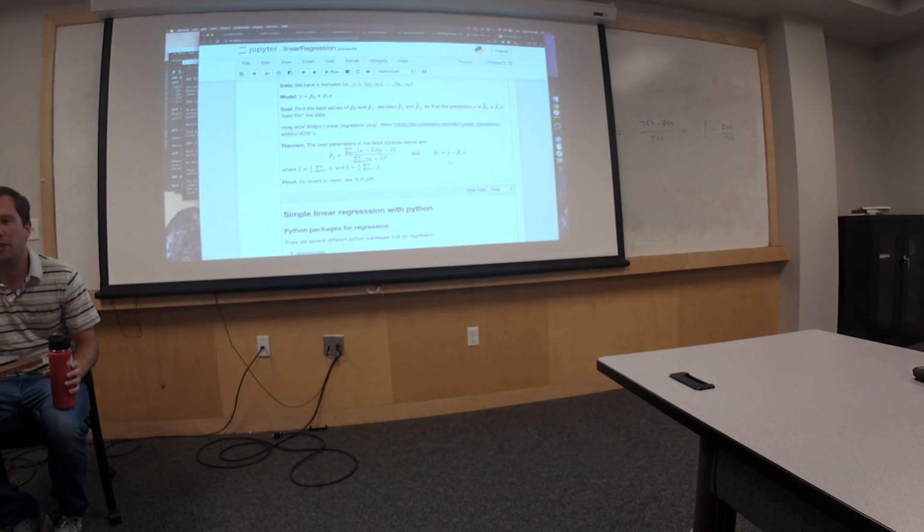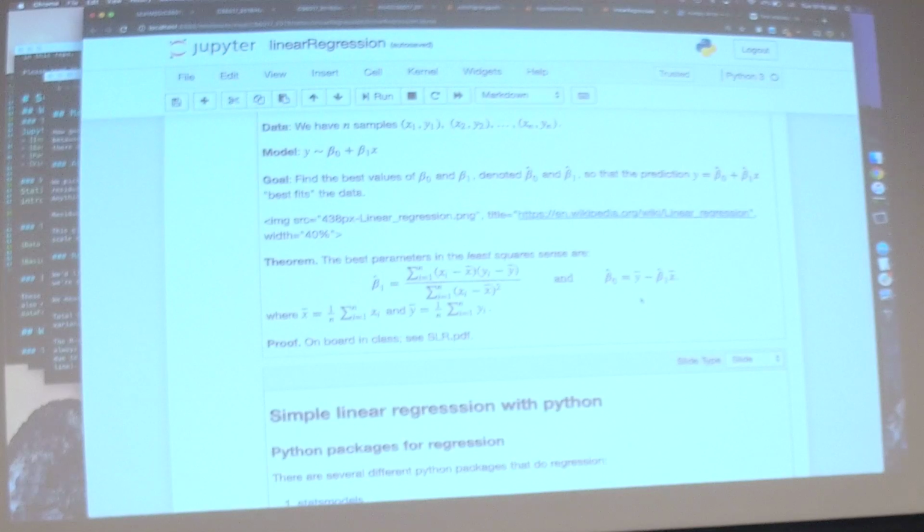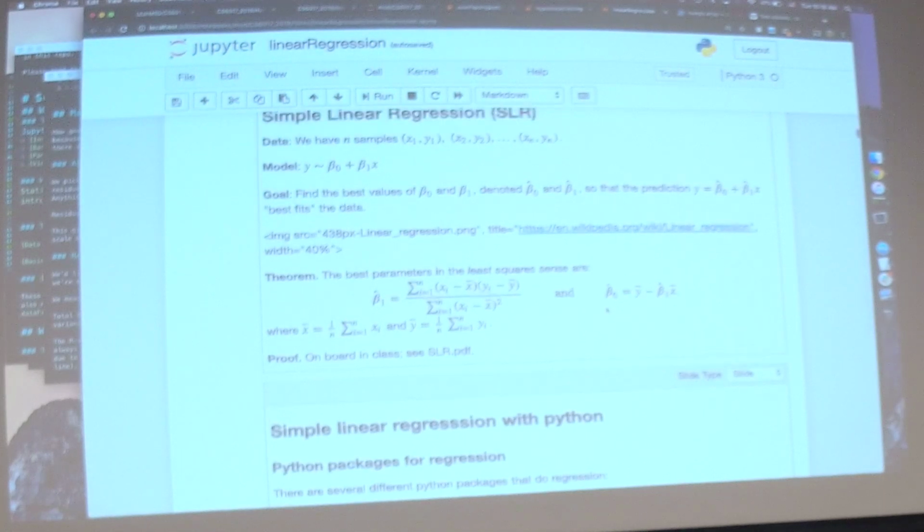So I used the letters A and B. We'll talk about tomorrow what happens when you have many variables that you think might be related. Typically, the coefficients get called beta because there might be a whole bunch of them. So this is the A, this is the B. Yeah, so it's just a nomenclature difference.